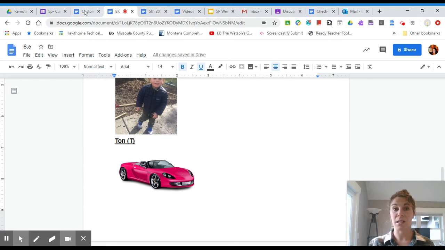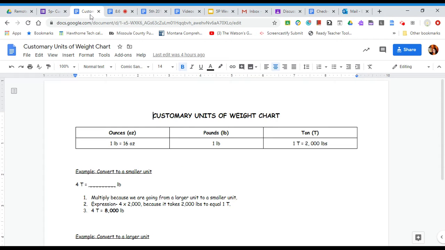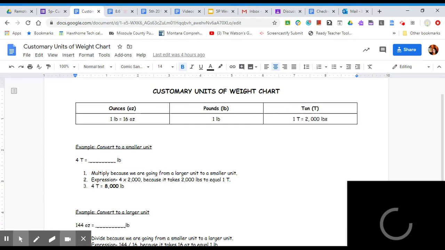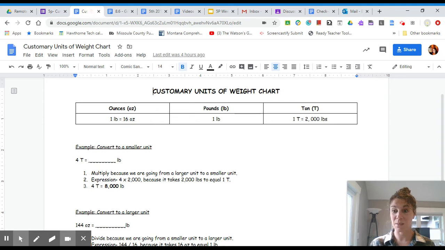Another thing that's going to be really important that I'm going to attach is this customary units of weight chart. Up here I have our ounces. 1 pound is equal to 16 ounces. Then we have our middleman, 1 pound. And for tons, it takes 2,000 pounds just to equal 1 ton. That tells you how big a ton is.